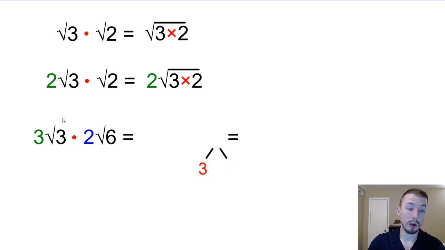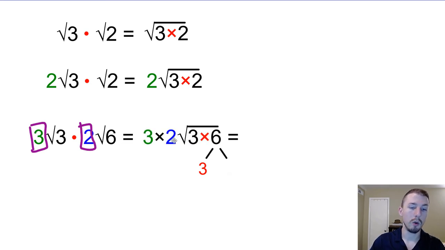Now if we have two parts that are in front, we multiply the parts in front of the radical. So in other words, that's going to be 3 times 2. And then we multiply the parts in the radical, which would be 3 times 6, which would give us radical 18. So altogether, on the outside we have 6, so 6 radical 18, or 3 times 2 radical 3 times 6.